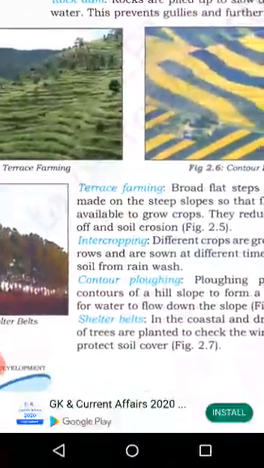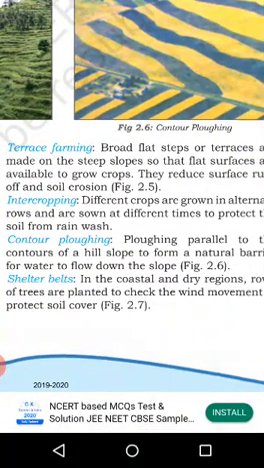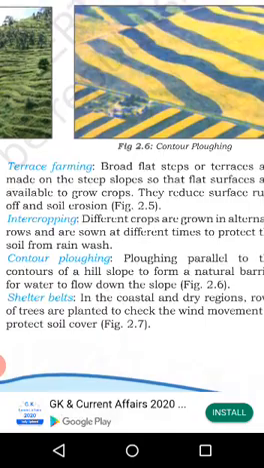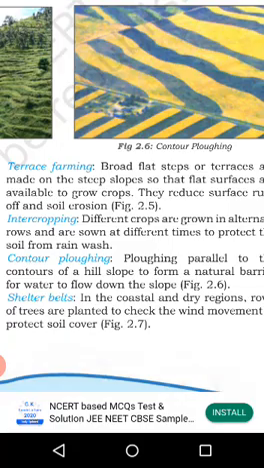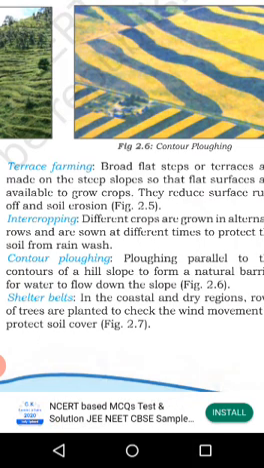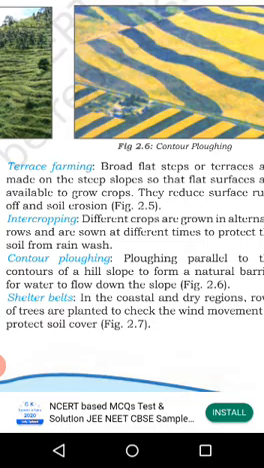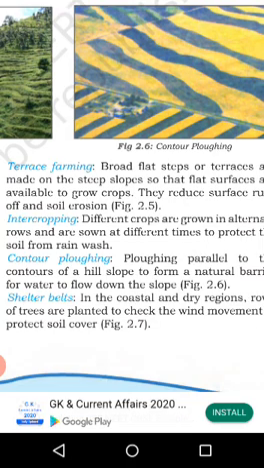After terrace farming, the next method that is used is intercropping. Intercropping means different crops are grown in alternate rows and are sown at different times to protect the soil from rainwash. So different crops are sown at different times, so every time one crop is there on the plot, and that protects the soil from rainwash.